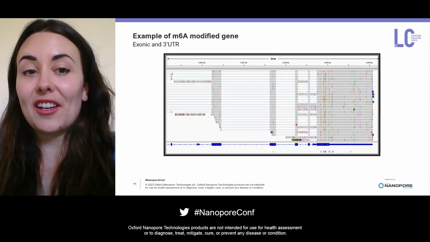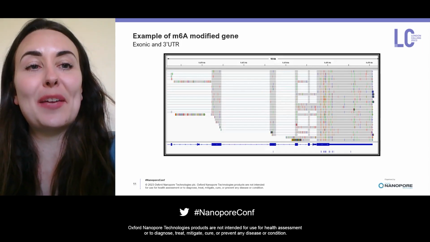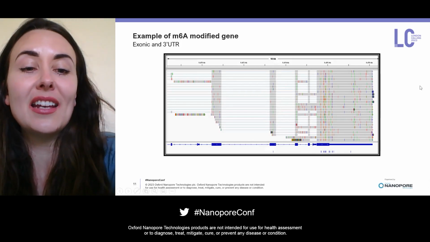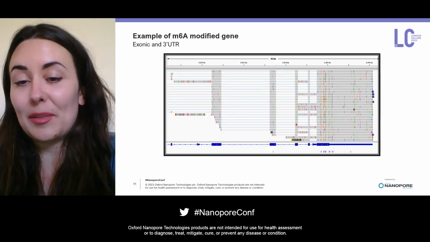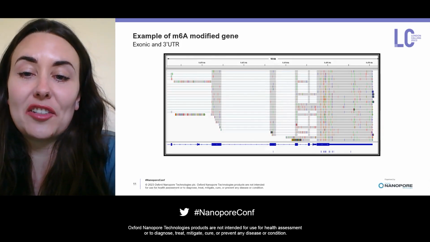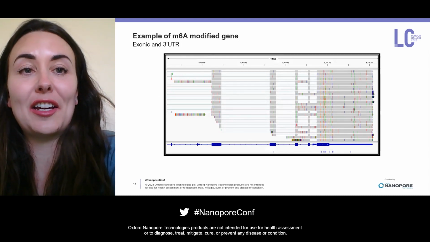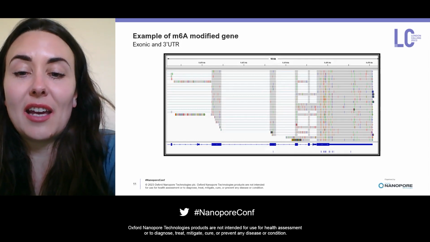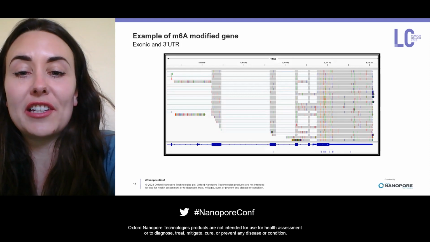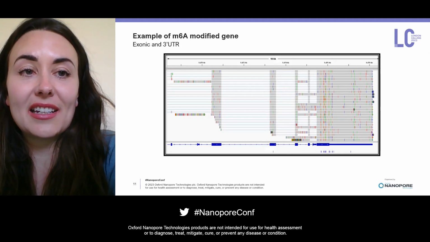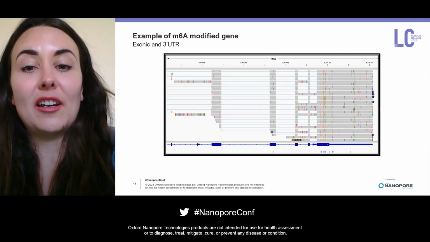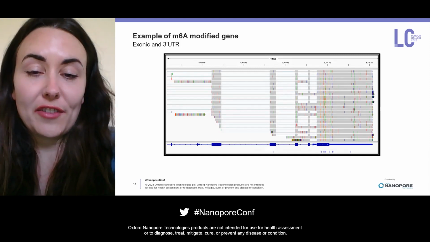So this is just an example of an m6A modified gene. You can see along the bottom below the gene, there's a bed file with the location of the m6A modifications for this particular gene. Most of them at the 3' end of the mRNA, some are in the UTR region, and we do see exonic as well. And in other gene examples, we actually have found intronic modifications also.